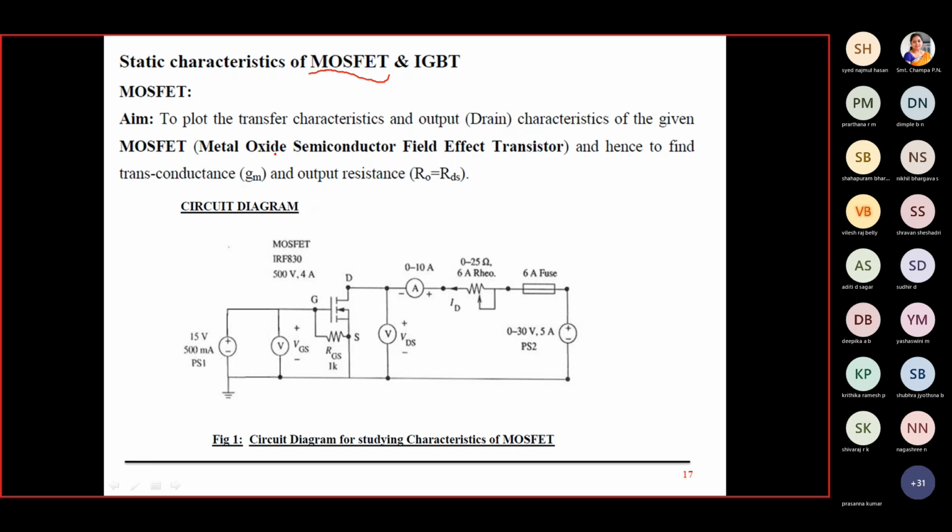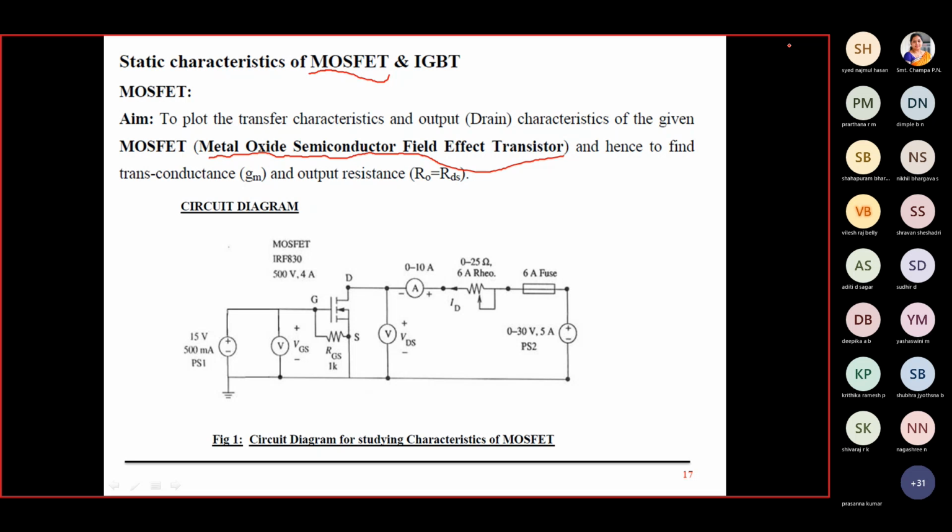MOSFET stands for metal oxide semiconductor field effect transistor. It's a voltage control device. Voltage control device means you give the proper voltage, VGS, to turn on. But the SCR is a current control device. There we talk about the gate current, IG1, IG2, IG3. Here we talk about VGS1, VGS2 like that, because it's a voltage control device.